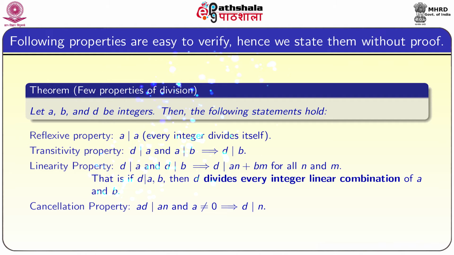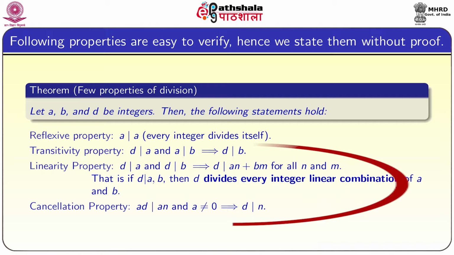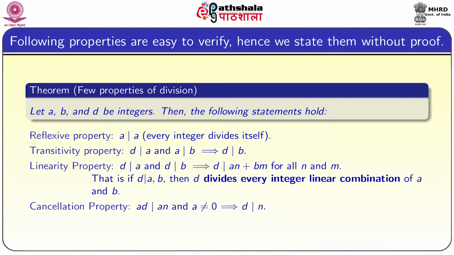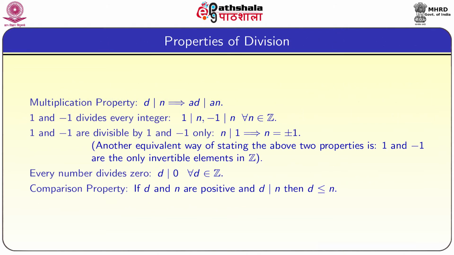Linearity property: d divides a and d divides b implies d divides a n plus b m for all integers n and m. That is, if d divides a, b, then d divides every integer linear combination of a and b. This is one of the important properties which we are going to use very frequently. So, that is why we highlighted that d divides every integer linear combination of a and b once d divides a and b. Cancellation property: if a is not equal to 0 and a d divides a n, then d divides n. Multiplicative property: if d divides n, then a d divides a n.